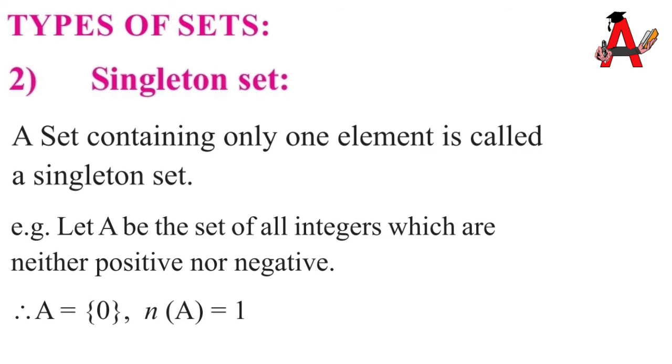So A is the set and N of A means how many elements are inside it. Suppose I say a set has A, E, I, O, U, 5 alphabets. So N of A will be 5. If I say A has 0, then N of A, the number of elements in this set, is 1.